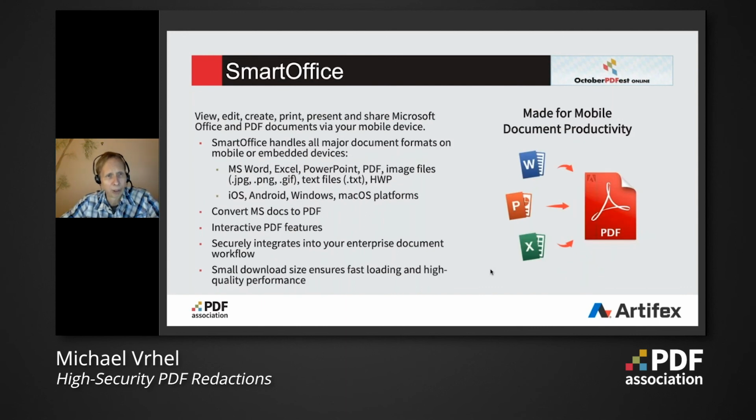The final product is SmartOffice. This is a product that handles Microsoft Word, PowerPoint, Excel, and PDF, all in the mobile environment. It allows you to view, edit, create, print, and present these documents. You can convert Microsoft documents to PDF, it handles all the interactive features of PDF, securely integrates into an enterprise document workflow, and it's much, much smaller than Office 365. The application I showed earlier that you can download on iOS is basically a version of SmartOffice that allows you to do the high security redactions.